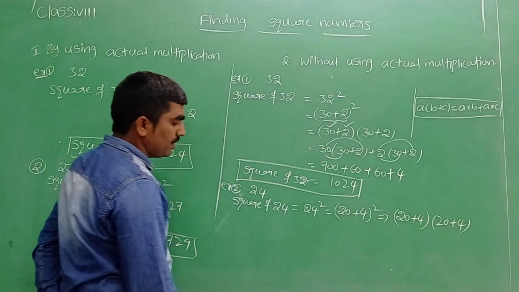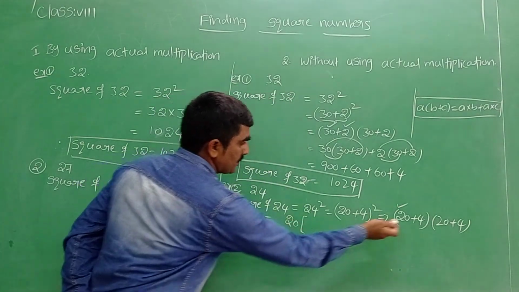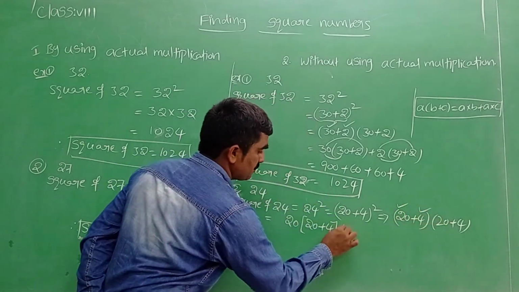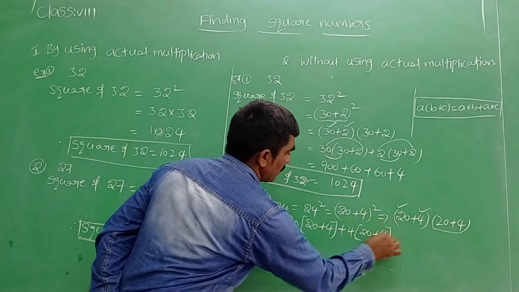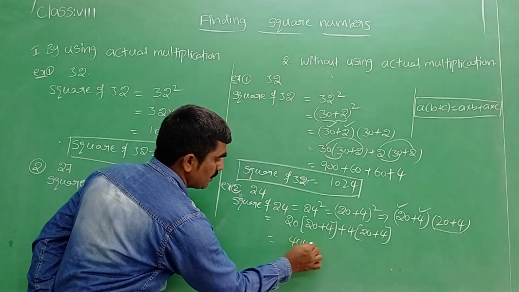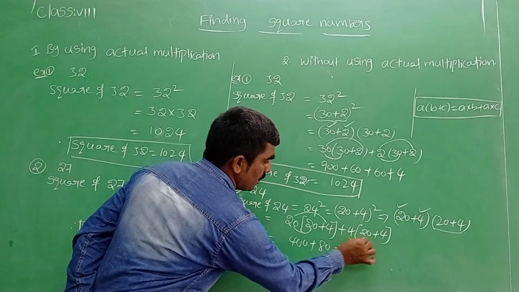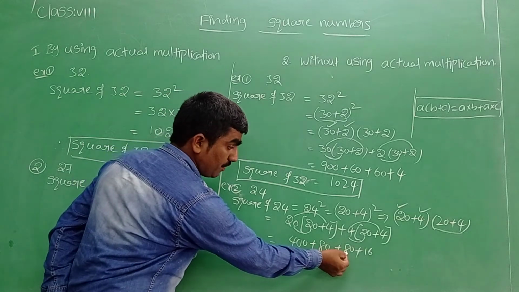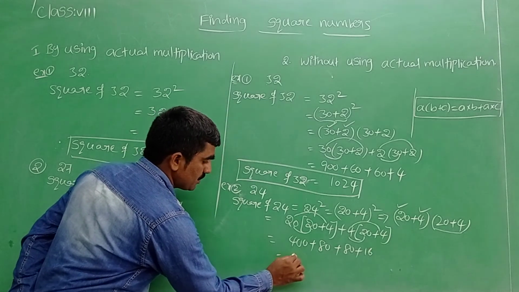Now multiply them like binomial into binomial. First term of the first binomial, 20, into the second binomial, full 20 plus 4. Next, the second term of the first binomial, plus 4, into the second binomial, 20 plus 4. Let's simplify this by applying the distributive property. 20 into 20 is 400, plus 20 into 4 is 80, plus 4 into 20 is 80, plus 4 into 4 is 16. 80 plus 80 is 160. 400 plus 160 is 560. 560 plus 16 is 576.